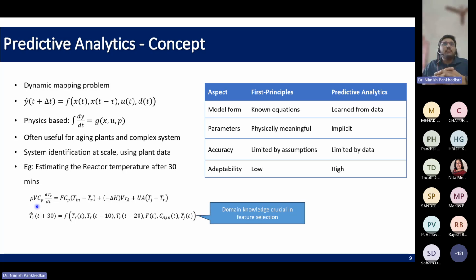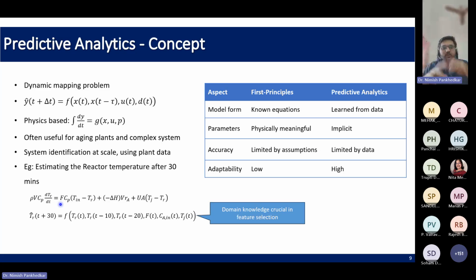So let me take up an example of estimating the reactor temperature after 30 minutes. There are two options to do that. One is you can easily write a material and energy balance and come up with this kind of equation. There could be certain more equations which you need to solve simultaneously.